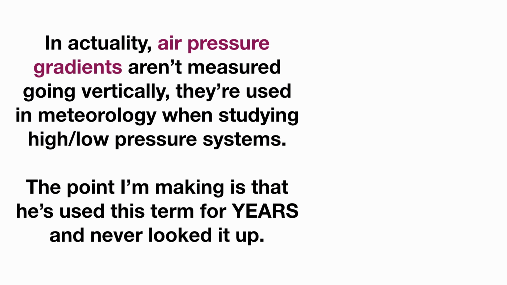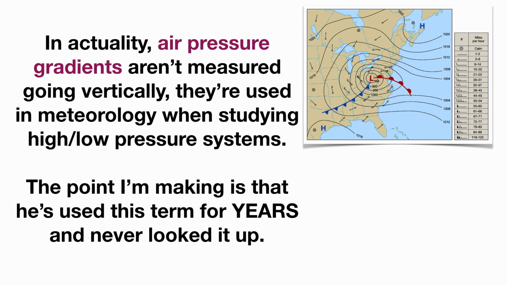But in actuality, all kidding aside, air pressure gradients are not used vertically. They're not measured vertically. They're used in meteorology when studying high and low air pressure systems. The pressure gradient would be horizontal, and they're shown by those lines on the map.